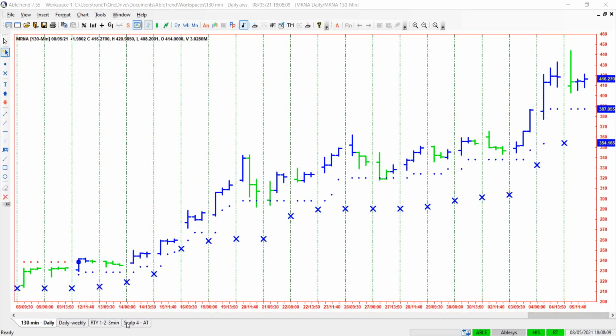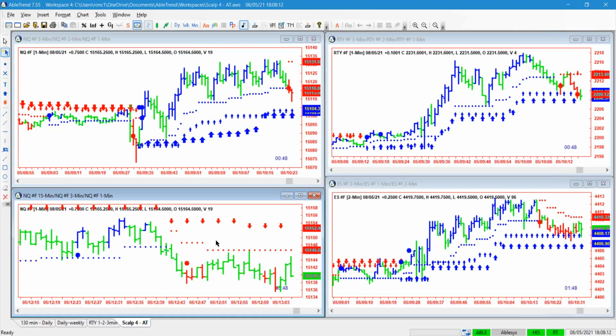So let's jump in and take a look. This is the chart. This is how I set my chart up. I showed this last Thursday. A lot of people got good response from it.